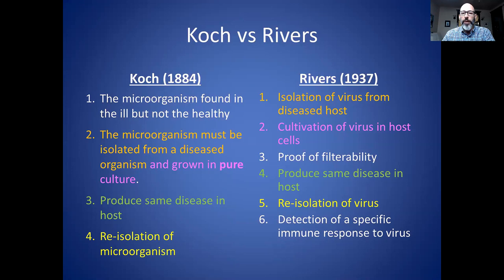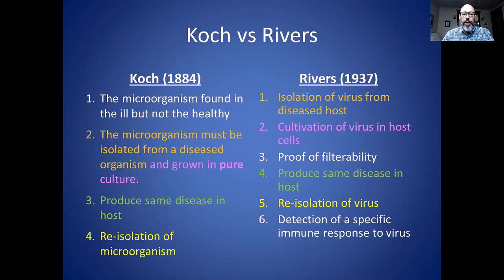Now, there's the third criterion of Rivers, which is not in Koch's postulates, which is proof of filterability. And this is important because the virus particles are very, very tiny, in the nanometer scale, which is a billionth of a meter. And so if they have a filter with very, very small pores, much smaller than the masks people are wearing, only the particles that are considered to be a virus can pass through, and all of the other cells, like the host cells or any bacteria or fungal cells that are in the mix, will get filtered out. So this is a way to purify the viral particle.